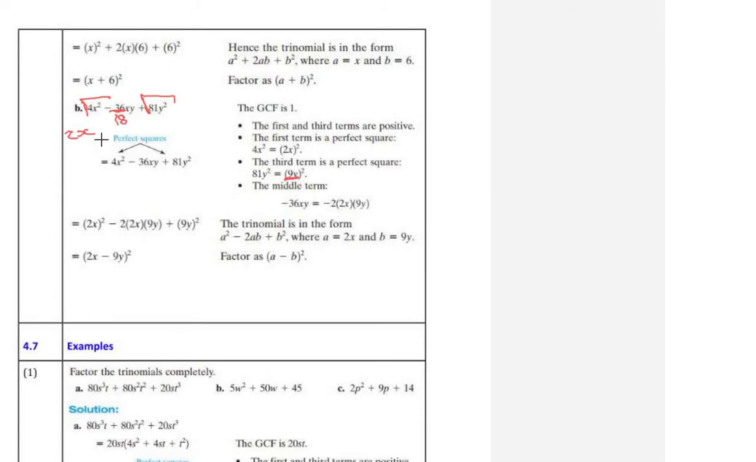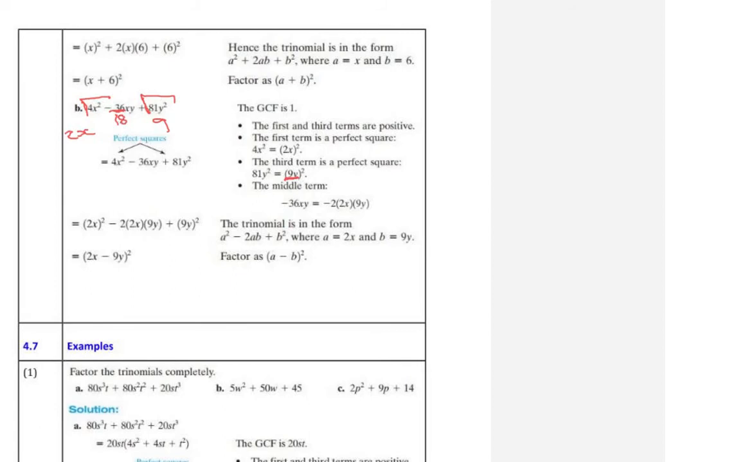So remember, the middle one is that one times 2, and that agrees, because 2 times 9 is 18, times the 2 is giving me 36, and half of 36 is also 18. So this times this is giving me 18, and this half is 18.